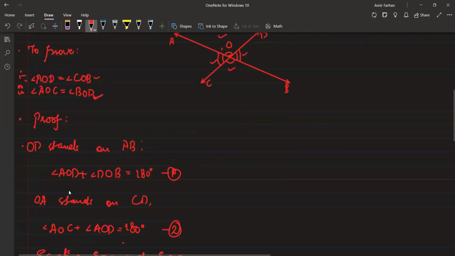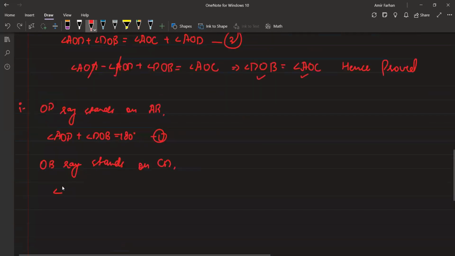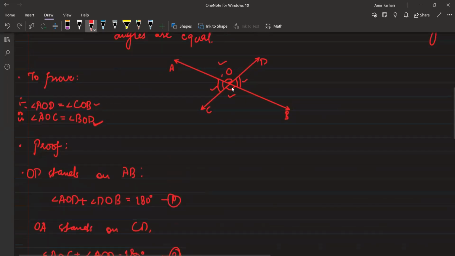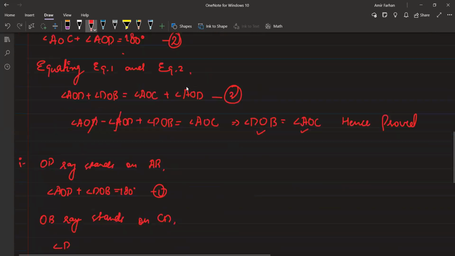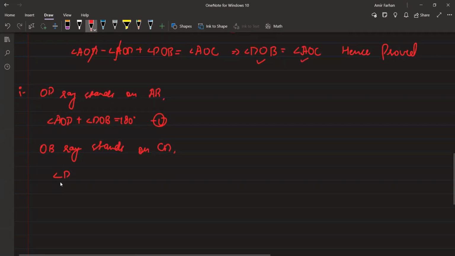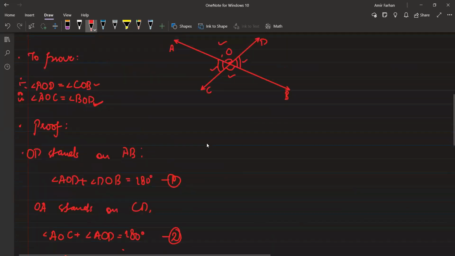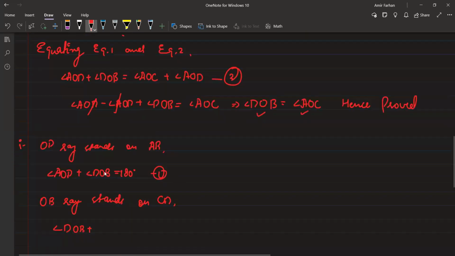Angle DOB or BOD, it's up to you. Because O should be in the middle; this is an angle at O, but it's divided into several parts. So that's why I need to take that O between them. You can say BOD or DOB. I'm saying DOB, plus angle COB or BOC.